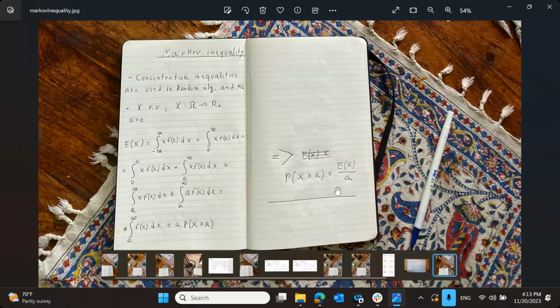And that's the proof of the Markov inequality, which is the first tool that we will be learning for the purpose of designing and analyzing machine learning and random algorithms. Okay. Any questions about the derivation of the Markov inequality?